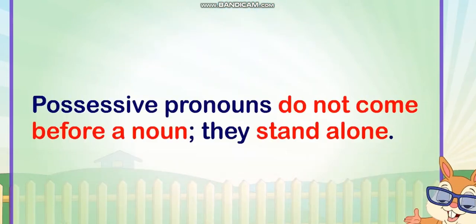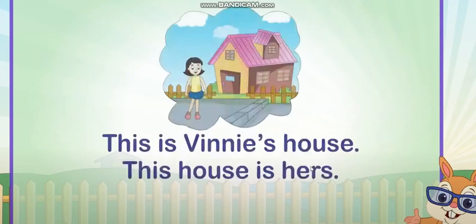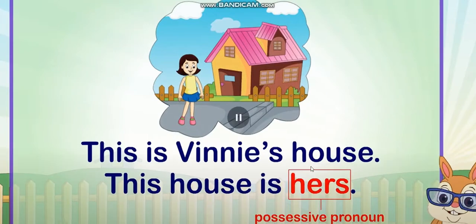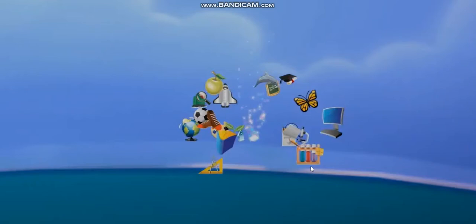Possessive pronouns do not come before a noun. They stand alone. They always stand alone because they are independent. For example, this is Winnie's house. This house is hers. Look, this is Winnie's house. This house is hers. So here hers stands alone. So that is possessive pronoun. Okay, students, I hope you are very much clear with possessive pronouns.